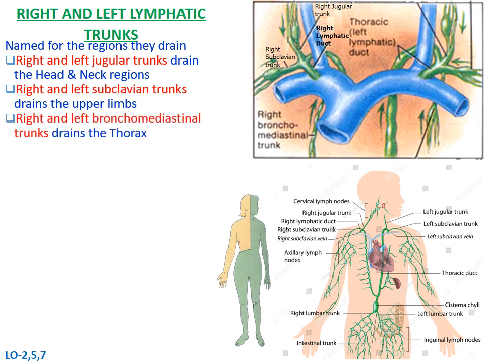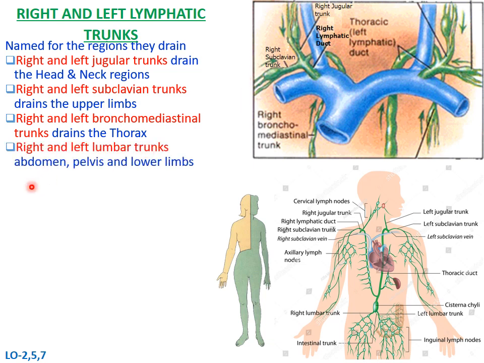Similarly, we have right and left bronchomediastinal trunk, which drains the thorax. This is the bronchomediastinal trunk as it is coming from the thoracic region. This is the bronchomediastinal region. So the ducts and the veins that are coming here are the bronchomediastinal from the right side, and this is the left side. This is not, this is the thoracic duct.